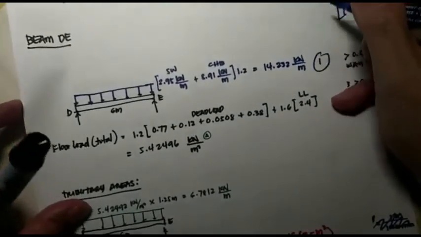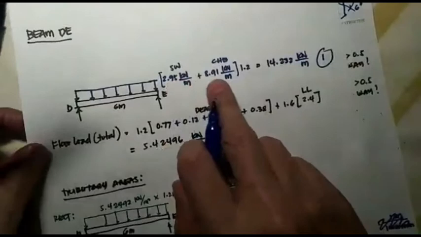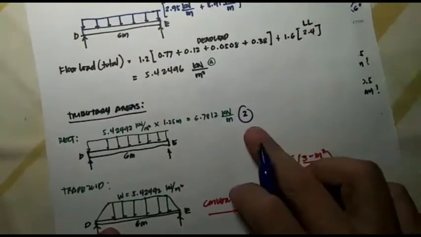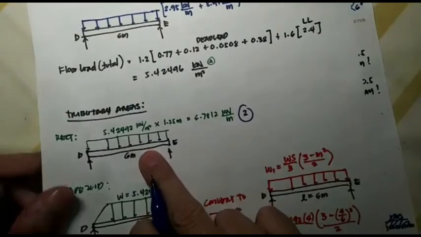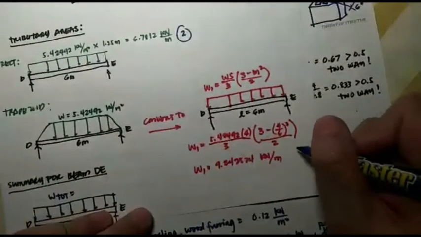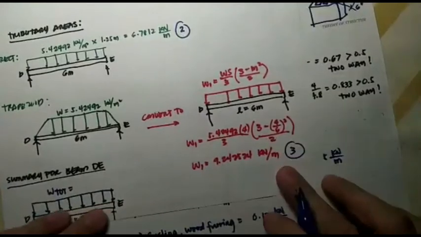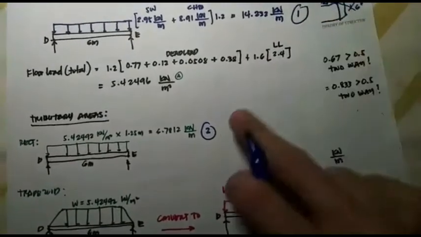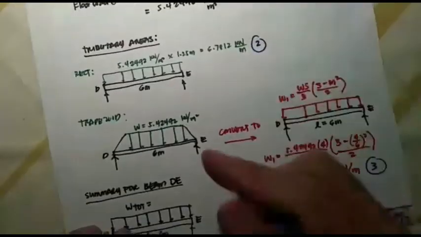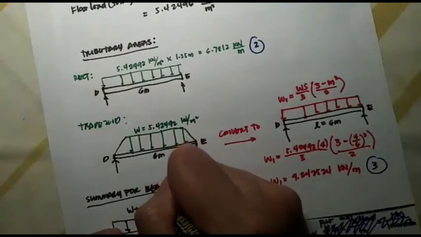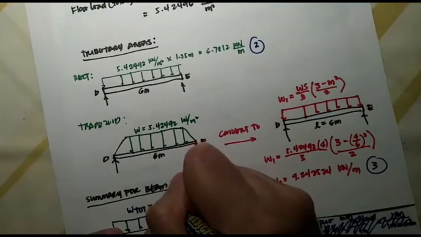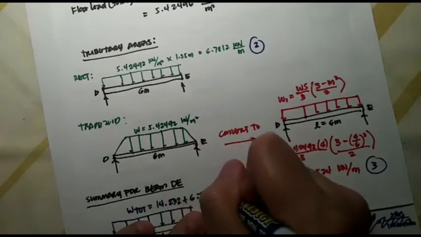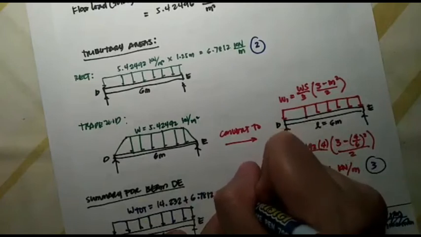1 is here from the self weight and the CHB. Okay, number 2 is here. This is based from the rectangular tributary area. And third is here, based from the trapezoidal floor area. So ito total lang natin yan, yung 1, yung 2, tsaka 3. So that would be 14.232 plus 6.7812, then plus the 9.24.